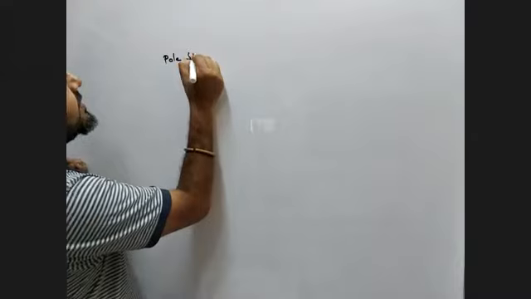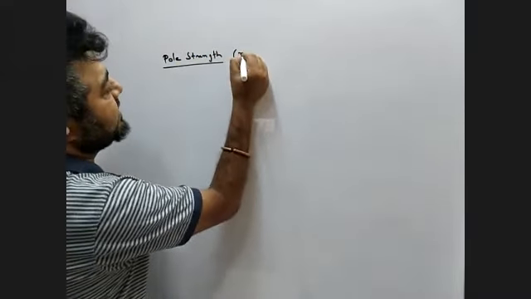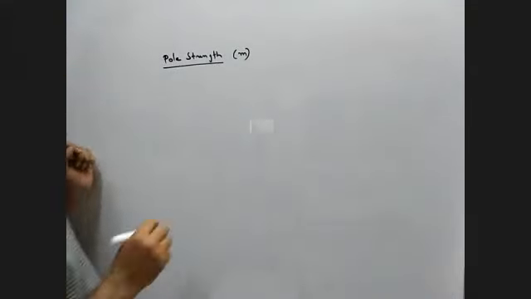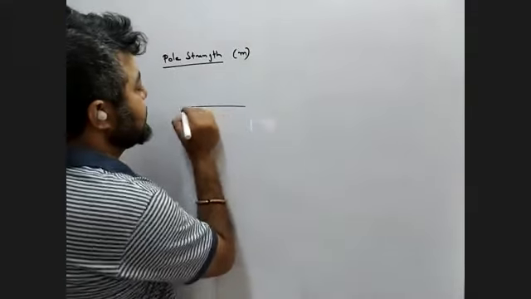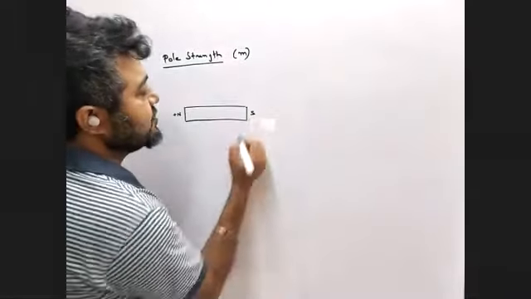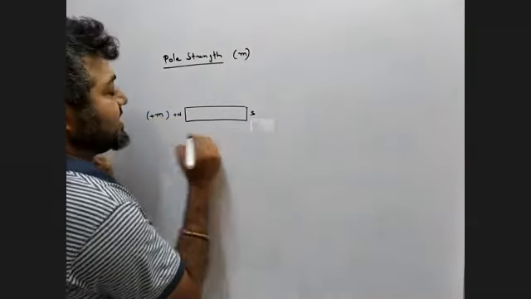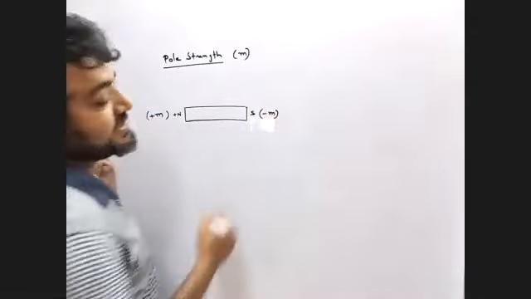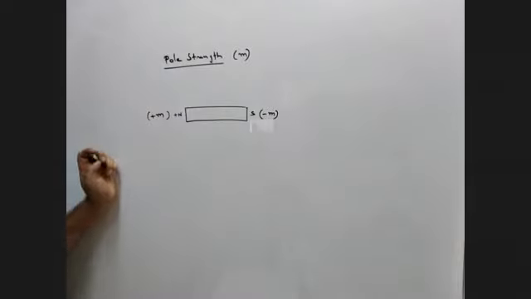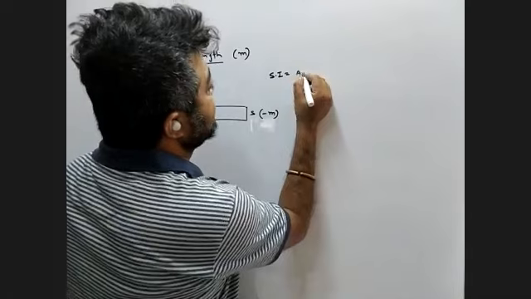We start with the first topic, pole strength. The pole strength is represented by the symbol M. Suppose we have a magnet. In this magnet we have a north pole and a south pole. The convention is that the north pole is represented by plus M and the south pole by minus M. Its SI unit is ampere meter.